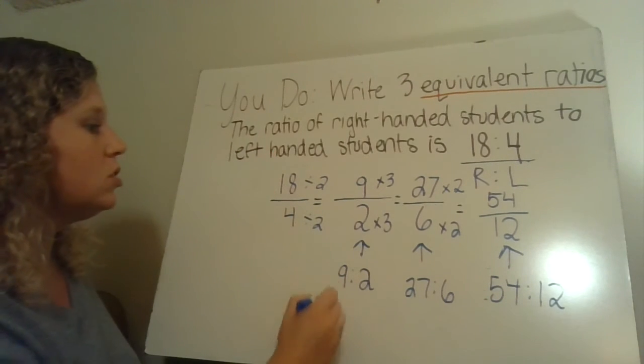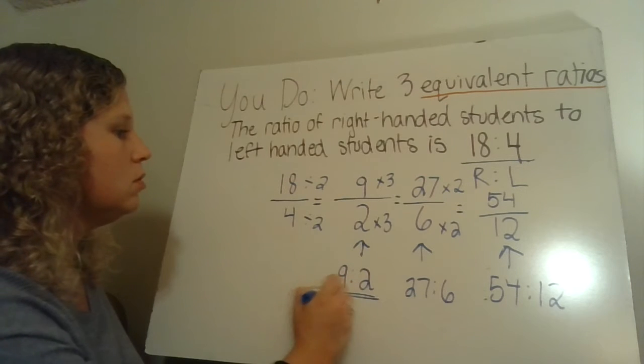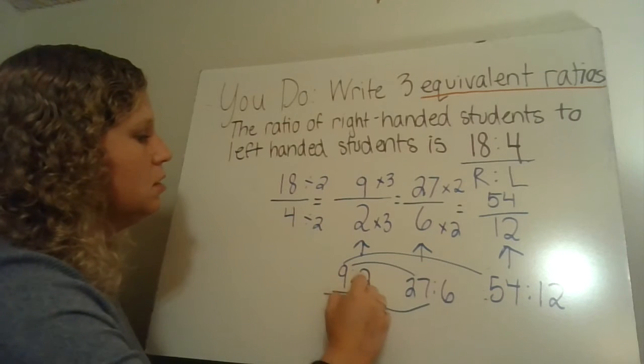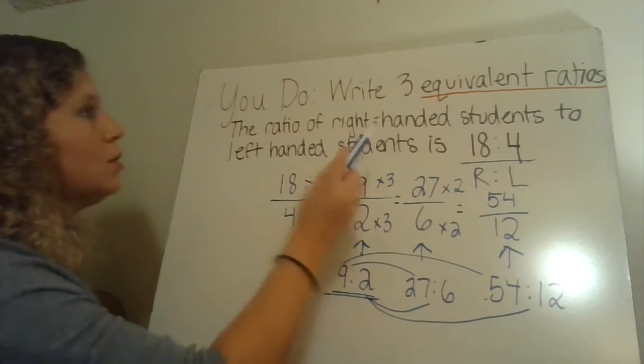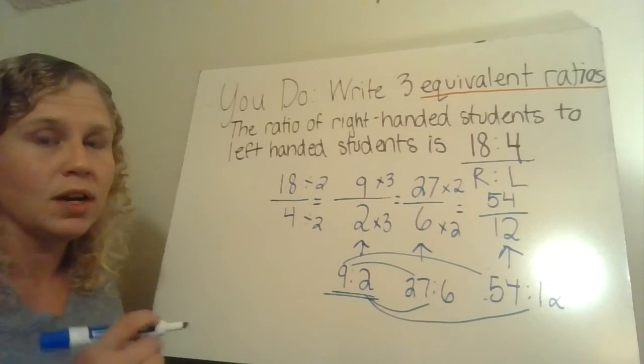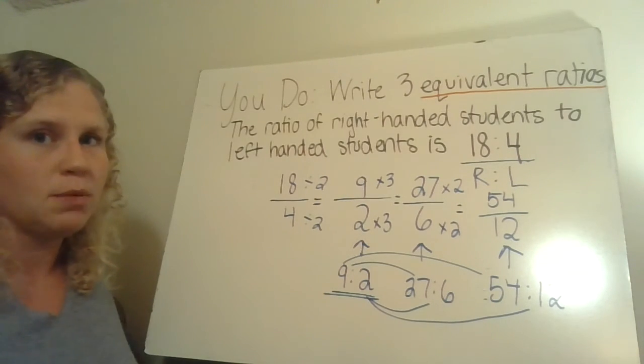Now as long as your ratio simplifies to 9/2, I multiplied by 3 here, by 3 here. I multiplied by 6 here, by 6 there. These are all equivalent ratios. So as long as your ratio simplifies to 9:2 or 9/2, then you did this problem right.